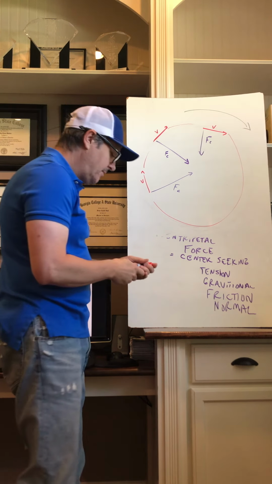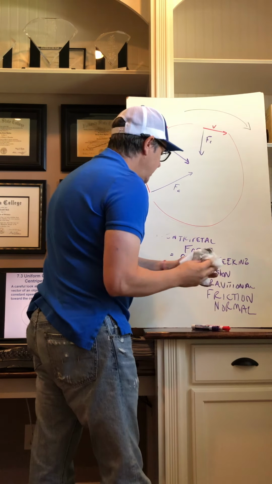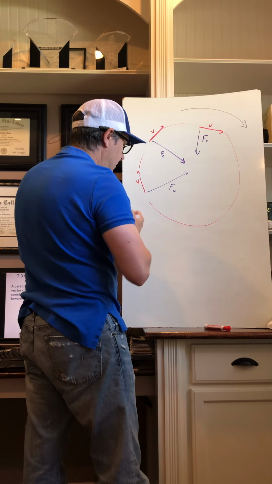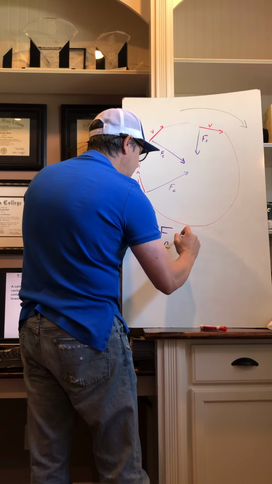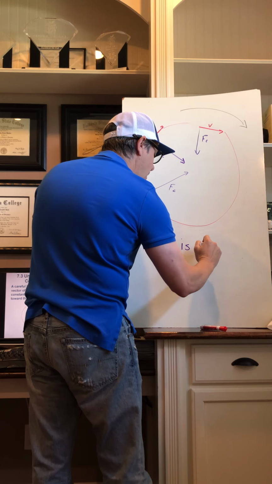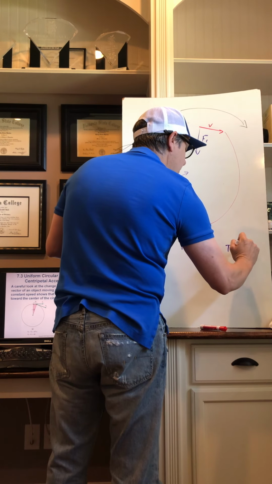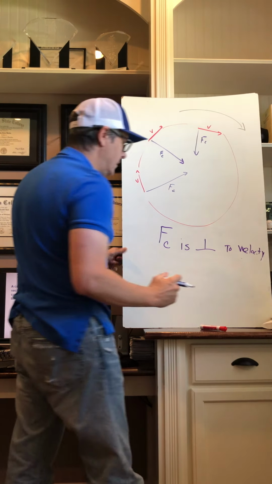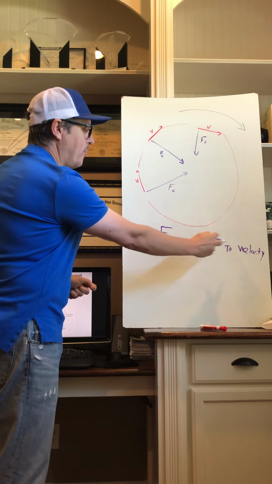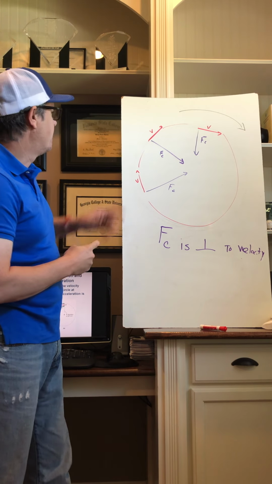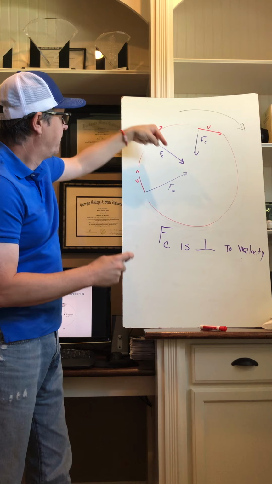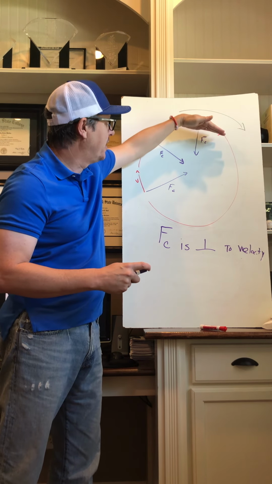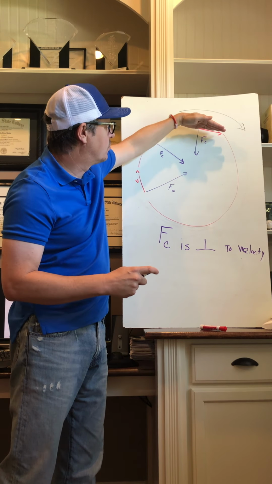So the centripetal force and the velocity are perpendicular to each other. Let me write that down. The centripetal force, I'm going to call it F sub C, is perpendicular to the velocity. So the object wants to go in that direction. There's a force pulling in that direction, so it changes the velocity. By the time it gets over here, it's already made it curve and it's right there.